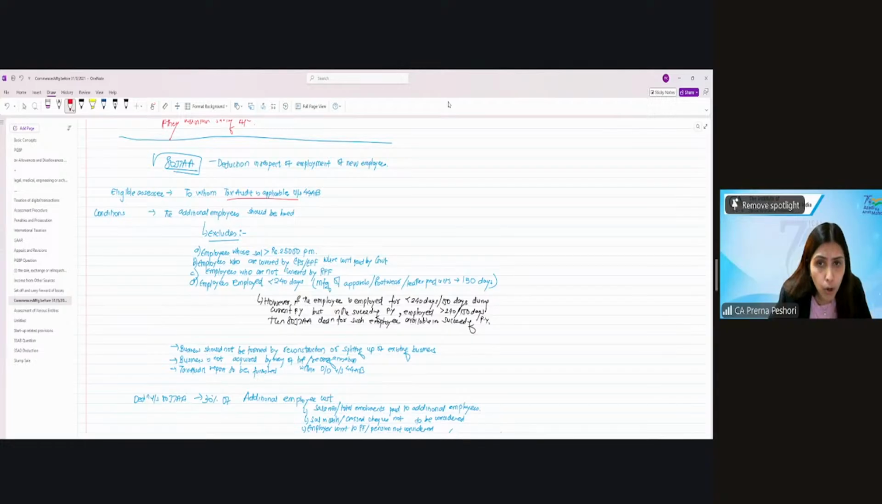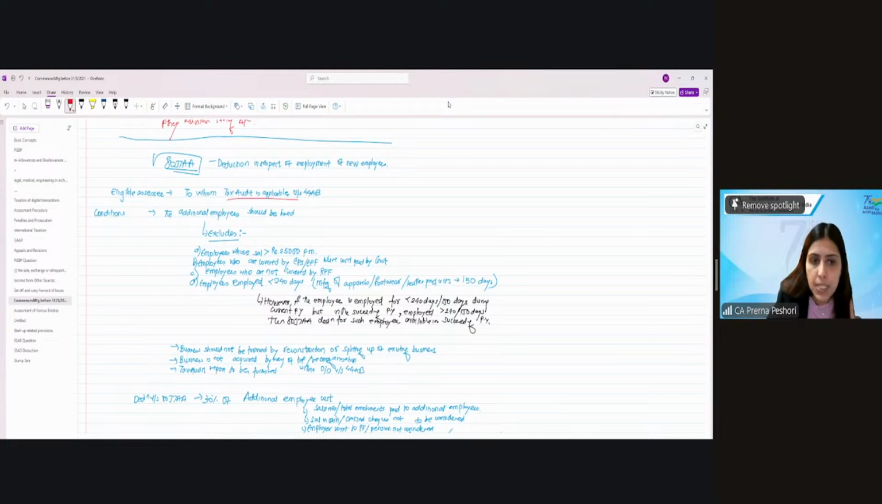Employees employed for less than 240 days during the year for which you are claiming the deduction are excluded. If the business of the assessee is manufacturing of apparel, footwear, or leather products, it is 150 days. If the employee is employed for less than 240 or 150 days during that year, but in the next year is employed for more than 240 or 150 days, then you can claim 80JJAA in the next year, not in the current year.